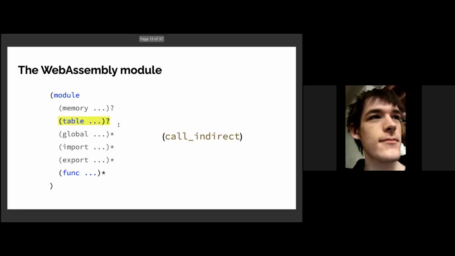The table is used to hold function references and implement indirect calls or dynamic dispatch. For the sake of time, I won't go into the details here, but they're available in the paper.